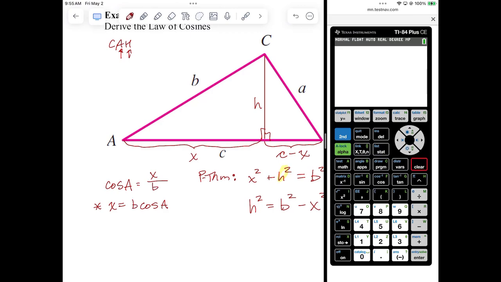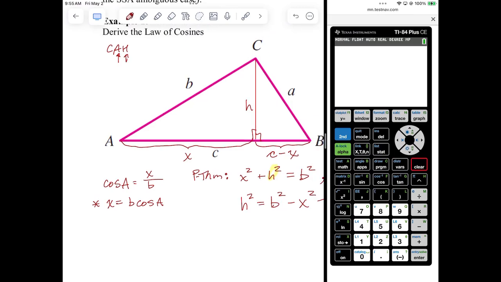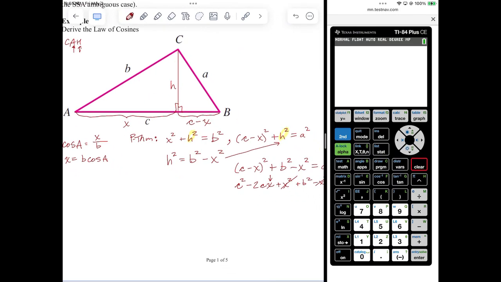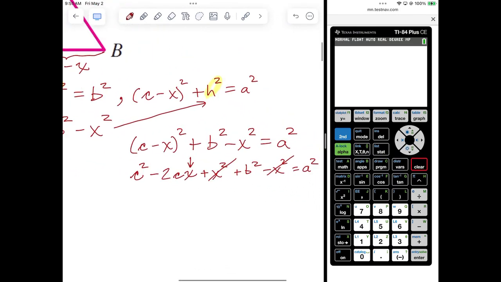Okay. H is actually the opposite side. So I did the cotangent ratio. So let's try that again. Cosine of A is the adjacent x over the hypotenuse B. Solve for x, you get B cosine of A. Okay. Now I can substitute B cosine of A in over here. So I'm going to get C squared minus 2 little c, and then in place of x, I'm going to put B cosine of angle A, and then plus B squared equals A squared.